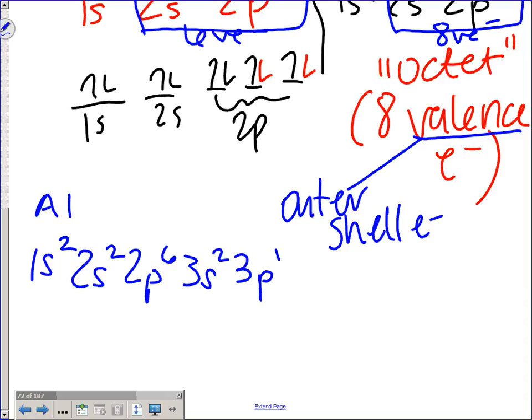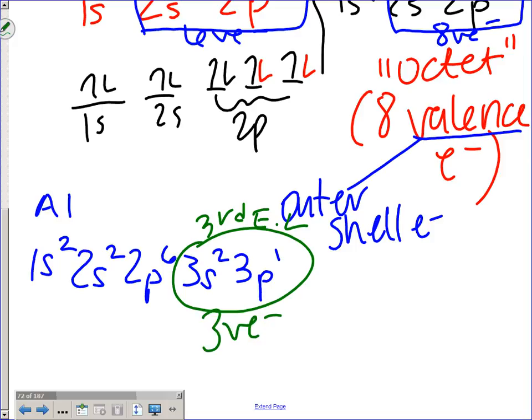What is the valence shell, 1, 2, or 3? 3. How do you know that again? Outer shell, the last or outermost energy level. So if you had to circle the valence electrons, what would you be circling? Everything in the 3, right? The 3p and 3s2. Don't forget that one, it's still in the 3rd energy level. So how many valence electrons are in the 3rd energy level? 3 valence electrons.